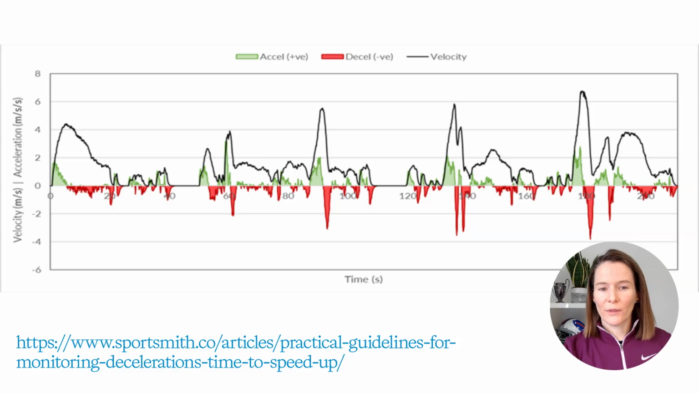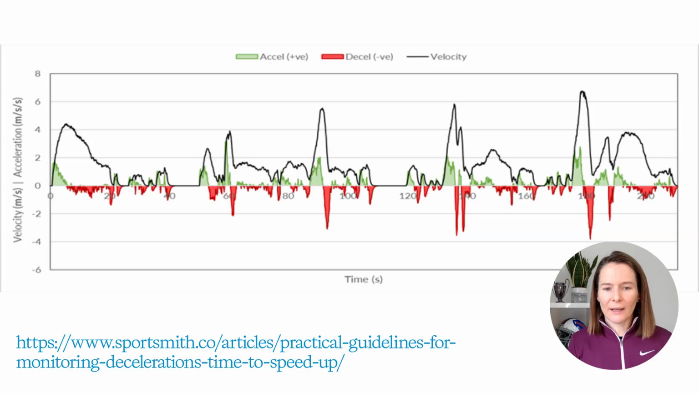Firstly, consider that we are dealing with continuous data, both in terms of instantaneous velocity as well as acceleration. Remember, with our deceleration, it relates to the negative side of our acceleration data. Here then we have an illustration of what this looks like, and this is taken from my article for Sportsmith on the practical guidelines for monitoring decelerations. And you can see then that we have our velocity in the black and our acceleration trace, which when positive is shown in the green and when negative, i.e. decelerating, is shown in the red. This highlights then that in reality, this acceleration is in constant flux.